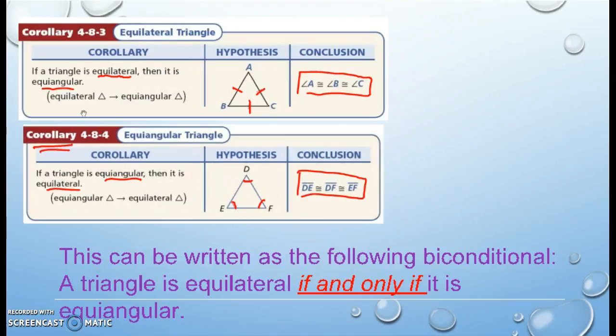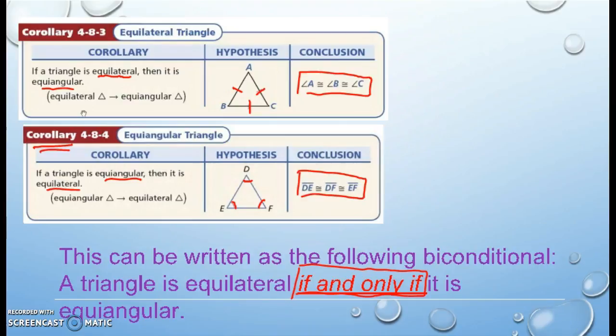And so because both of these can be combined, they're both true, then it can be written as a biconditional statement. So that's kind of what we looked at back in Unit 3. And this is called a biconditional. We can put the words if and only if in the middle and make this statement true in both ways. So we could say a triangle is equilateral if and only if it is also equiangular.